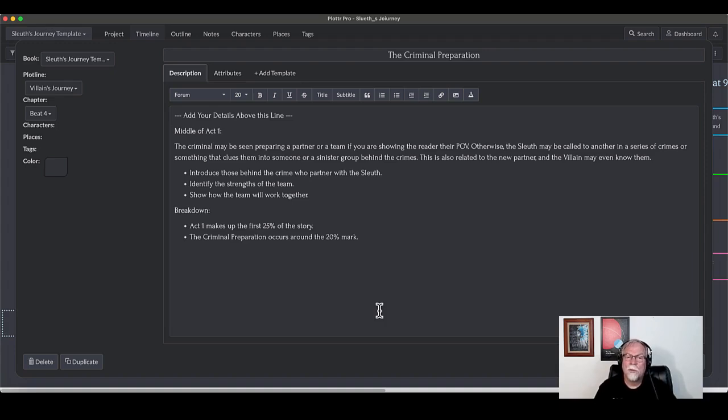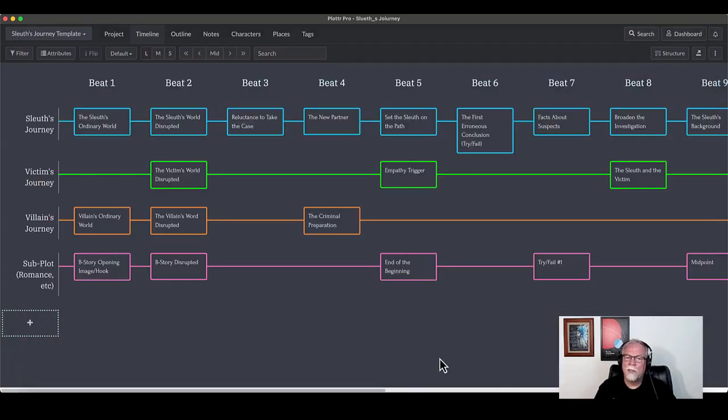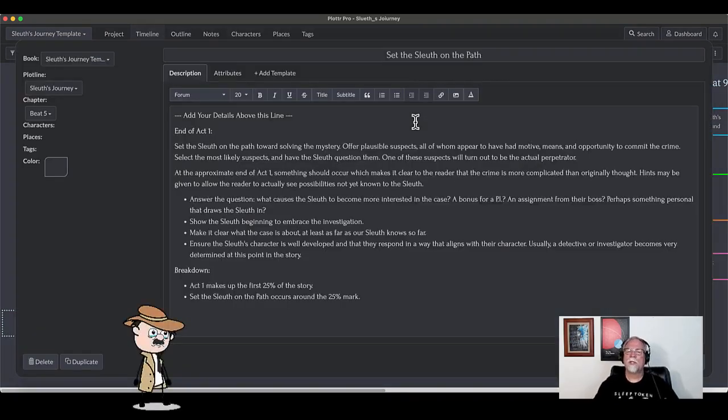But again, both the parts of this beat number 4 are optional. You don't have to have either one of them to make your mystery work. But when we get to beat 5, at some point, we have to set the sleuth on the path. In other words, this is where they go from reluctantly accepting the case to the fact that they're all in and they want to investigate. So we have to give them a reason to do that.